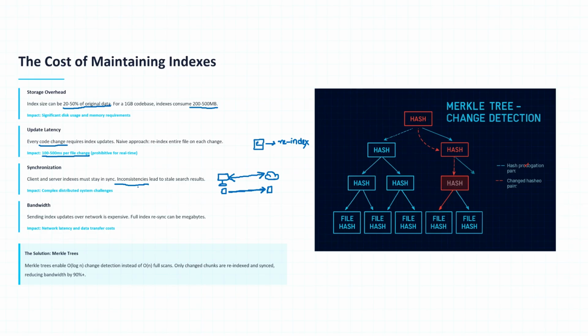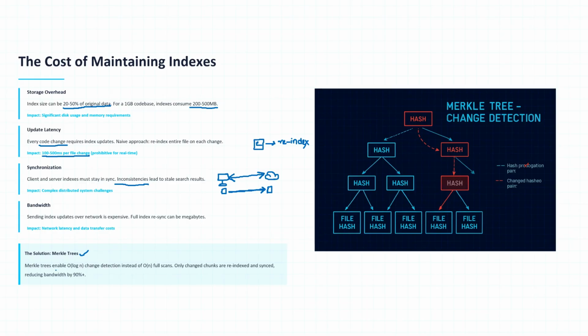And again, sending the index updates over a network, re-indexing the entire file, and full index resync can be worth megabytes. So that network latency and data transfer is also a cost that you will have to bear, which comes under the bandwidth. So you might think, if there are so many problems with having an index, why do people still want to index, and how do they solve these kinds of problems while indexing a code base? Well, the solution is something known as Merkle trees.